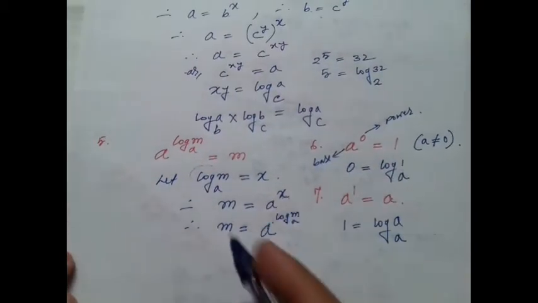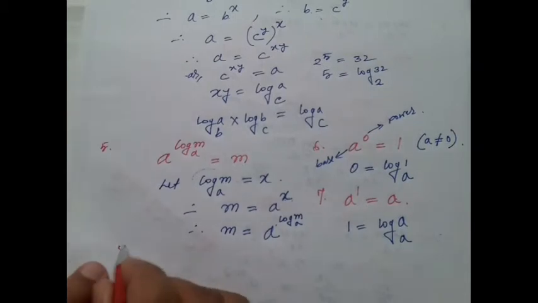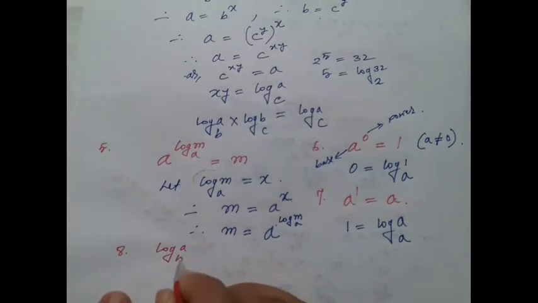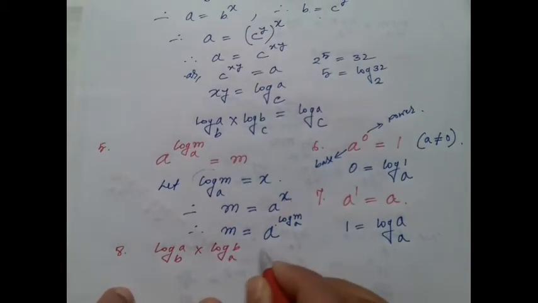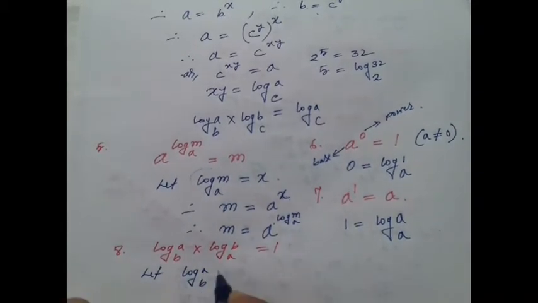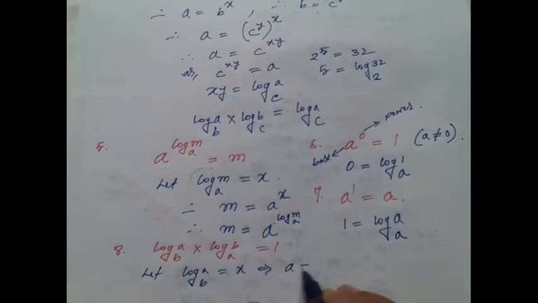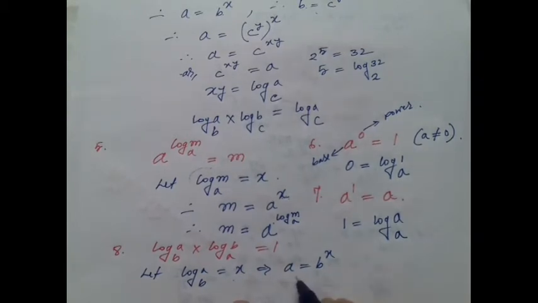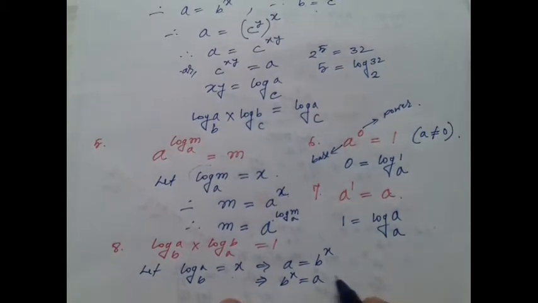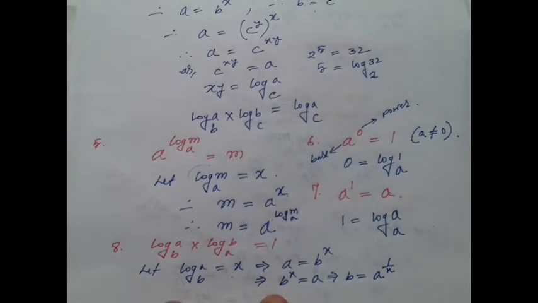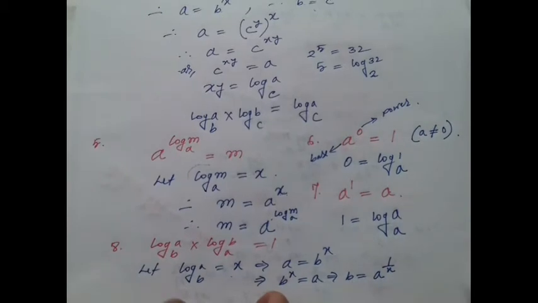and one more formula, the last one, maybe number 8, that is log a to the base b into log b to the base a equals 1. So to get it, we have to take, let log a to the base b equal x, implying a equals b to the power x, as b is the base. Now we know that b to the power x equals a, from which we can write that b equals a to the power 1 by x.